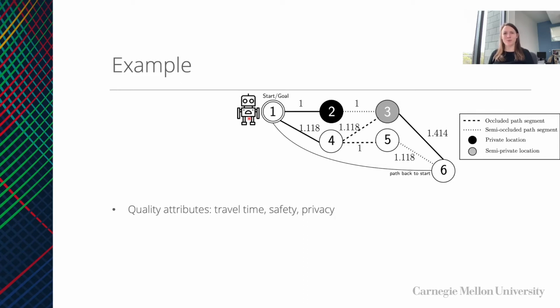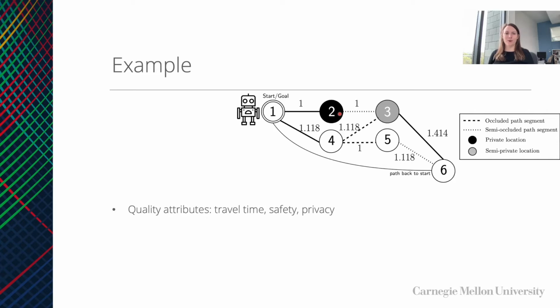Safety is also an important quality attribute, and that relates to collision avoidance. And there are certain path segments that are occluded or semi-occluded, and their collisions are more likely to occur. Privacy is another important quality attribute, and there are private and semi-private locations that should ideally be avoided, where humans might be and you don't want to intrude their privacy.